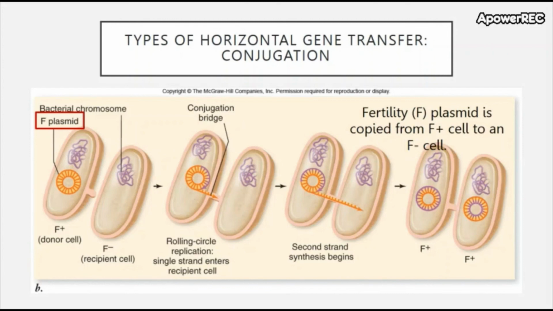However, only one strand is synthesized, not both strands. And this creates what is called the rolling circle replication, where only a single strand is replicated, produced, and transferred to the new bacterium. Once it reaches the new bacterium, this new bacterium makes the second strand that is complementary to the first strand and circularizes that DNA. So we get, again, a circular, small, double-stranded plasmid. And at this point, both cells become F positive.